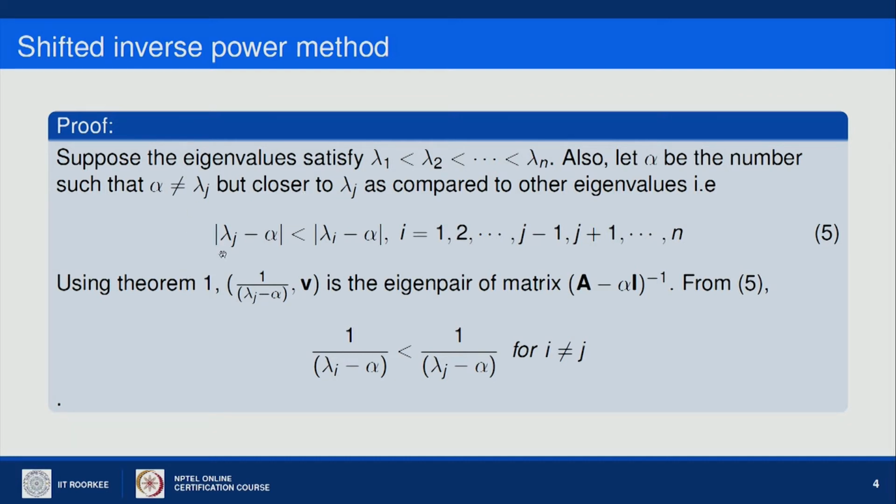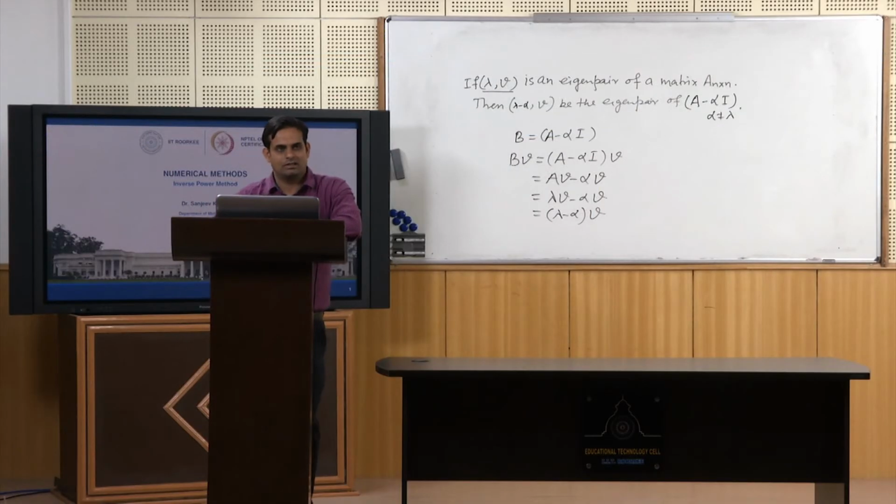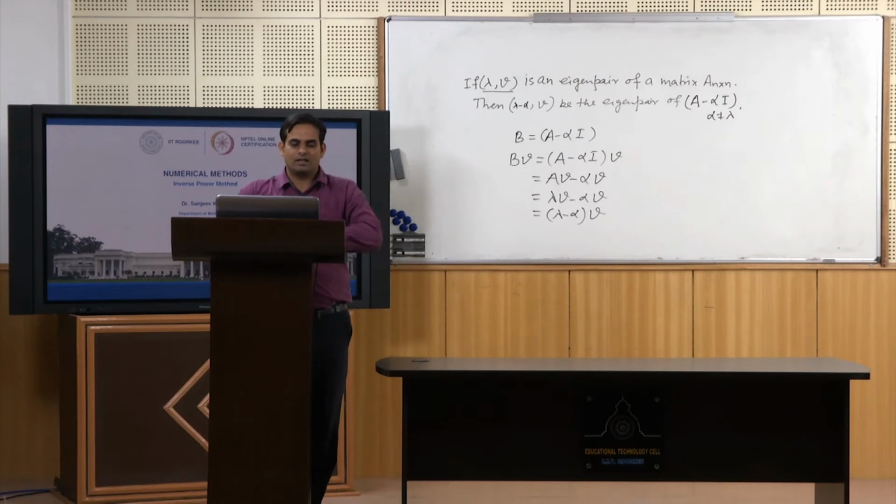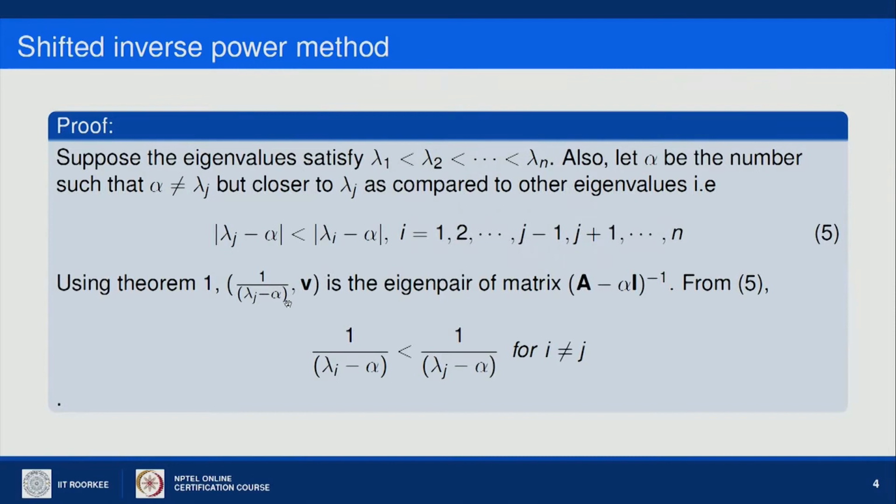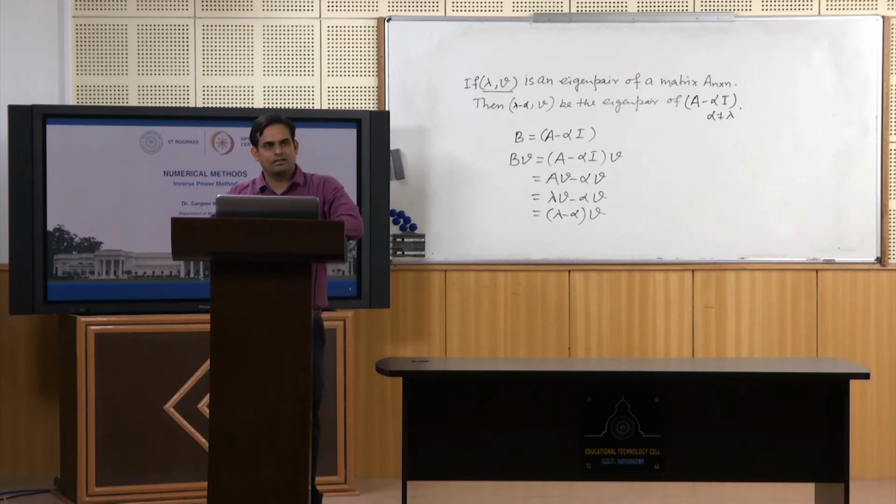Then I can write that |lambda j minus alpha| is less than |lambda i minus alpha| for the rest of the i from 1 to j minus 1 and then j plus 1 to n. Then using the result which I have derived on the board, I can say that 1 upon lambda j minus alpha will be the eigenvalue of (A minus alpha I) inverse, and the corresponding eigenvector will remain V, which is the eigenvector of the original A corresponding to the eigenvalue lambda j.